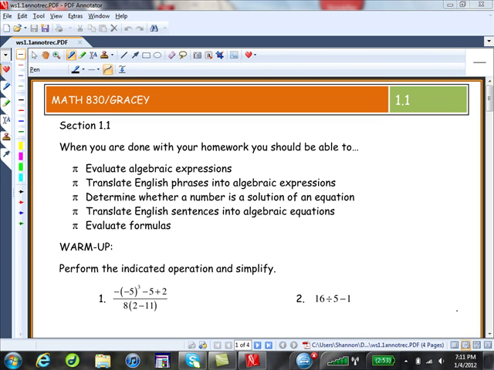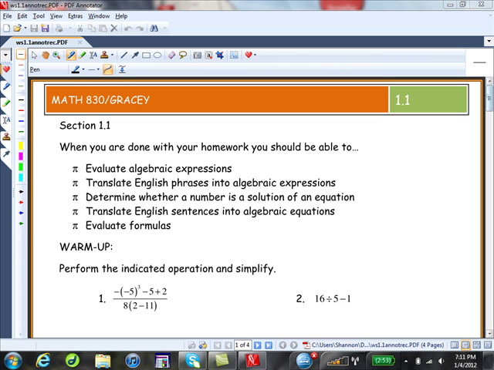So today, as you see, when you're done with your homework, you're going to be able to evaluate algebraic expressions, translate English phrases into algebraic expressions, determine whether a number is a solution of an equation, translate English sentences into algebraic equations, and evaluate formulas.